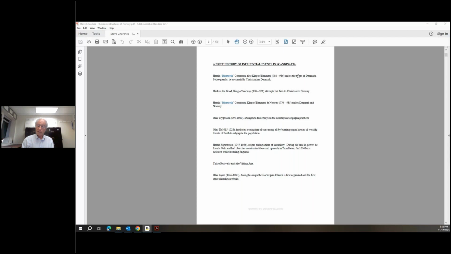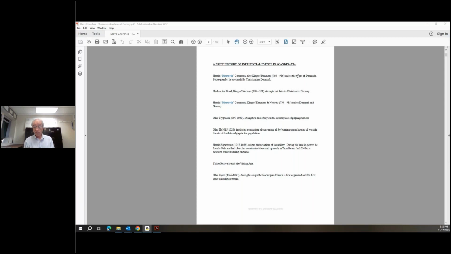So anyway, Harald Bluetooth Gormson unites Denmark and Norway. It doesn't last. The next person to come into power is Olav Tryggvason. He attempts, and this is in Norway now. We're kind of going to forget about Denmark for a little bit because our focus is on Norway. So Olav attempts to forcefully rid the countryside of its pagan practices. Doesn't work out for him.